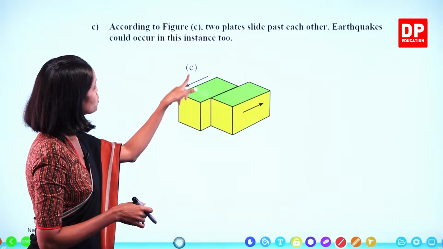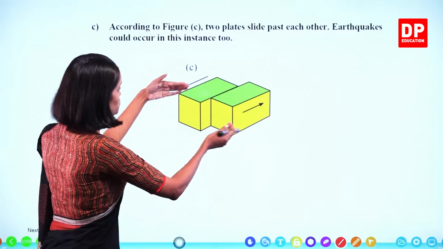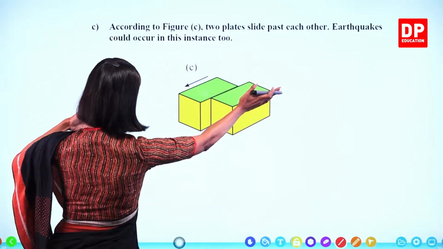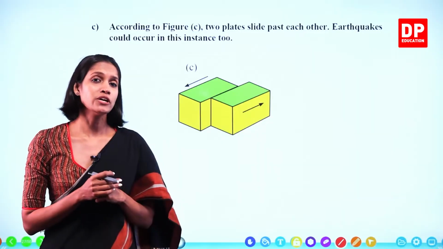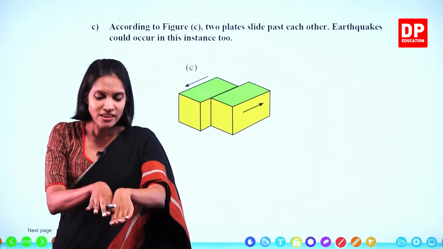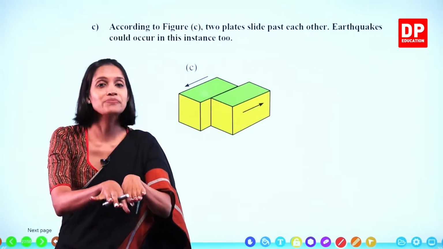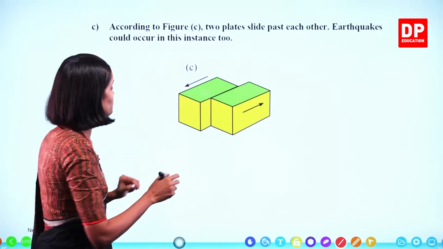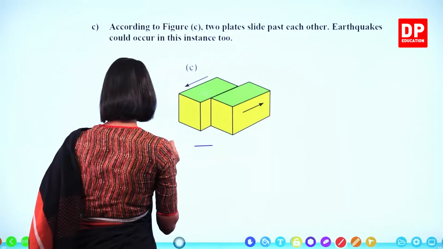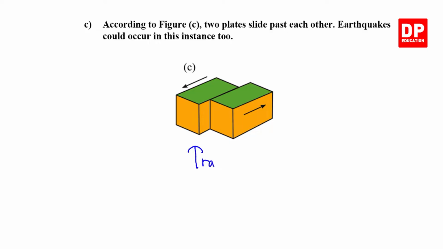Look at this one. Two plates slide past each other. Look at the two arrows. They go to either side, right? So here what happens? If there are two tectonic plates present, they move like this, like slide past each other, right? This type of movement is known as transform movement, right? Transform movement.